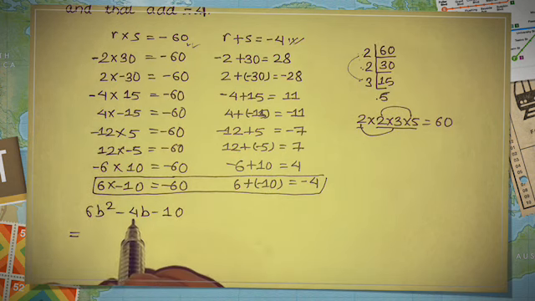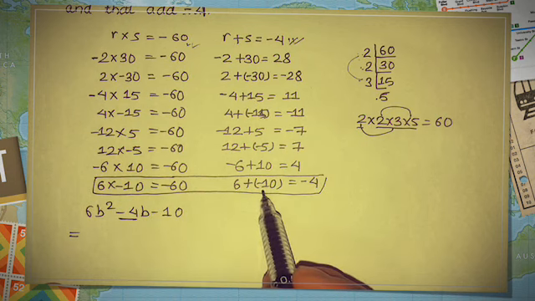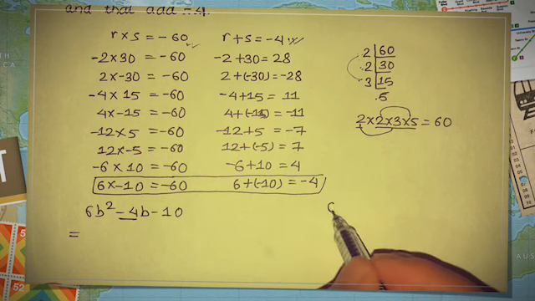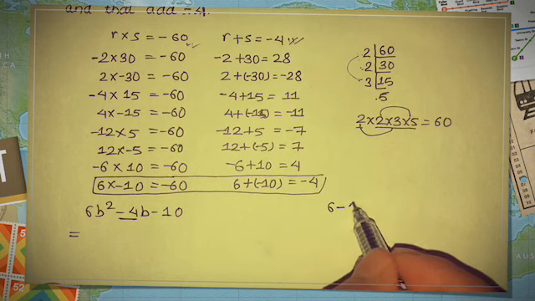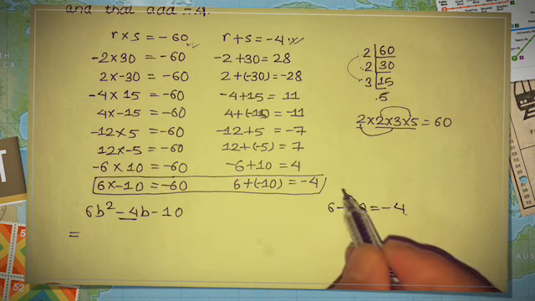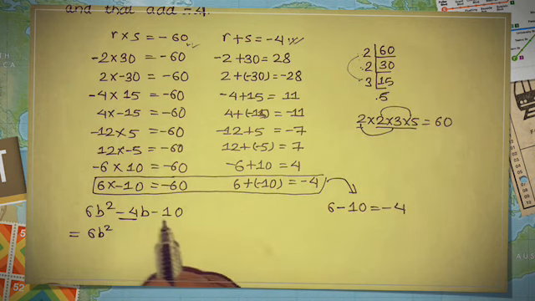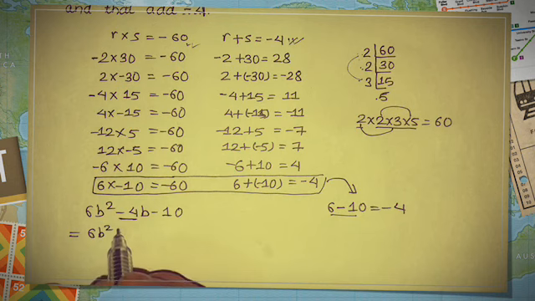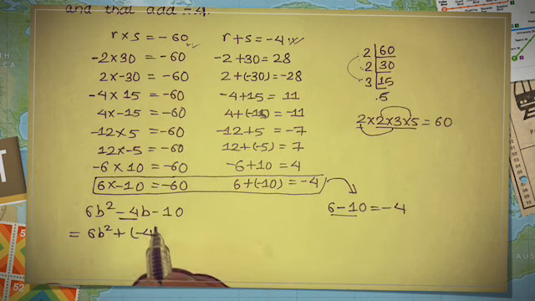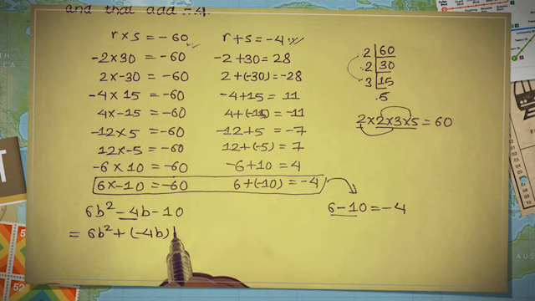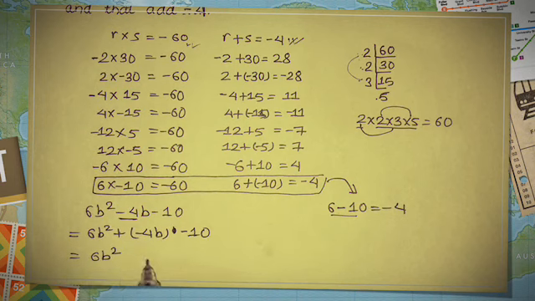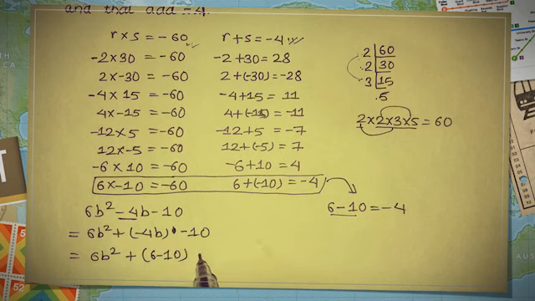Now this −4 should be replaced by those two numbers. That means 6 − 10 is −4. It is derived from here. So in place of −4 we are going to write this. 6b² plus, in place of −4 we write here 6 − 10.